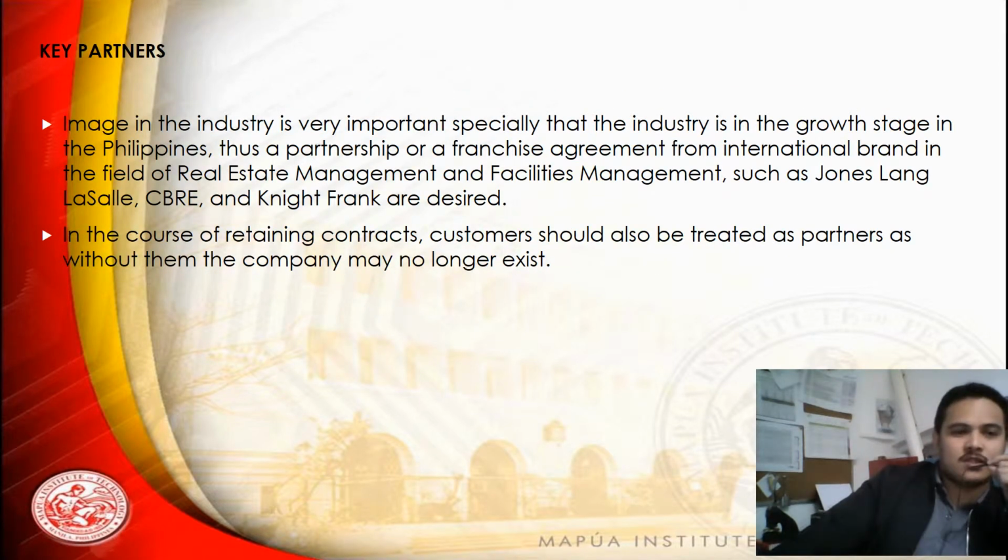Next are the key partners. Image in the industry is very important, especially since the industry is in the growth stage in the Philippines. Thus, a partnership or franchise agreement with an international brand in the field of real estate management and facilities management, such as Jones Lang LaSalle, CBRE, and Knight Frank, is desired. In the course of retaining contracts, customers should also be treated as partners, as without them the company may no longer exist. At the end of the day, the interest of the clients is also the interest of the company, and thus should be protected.